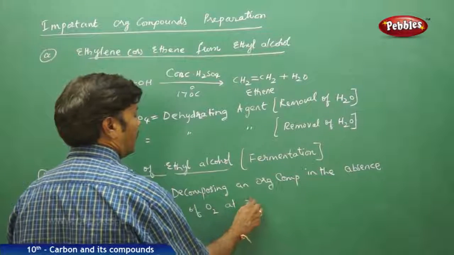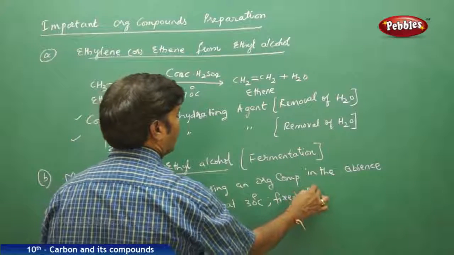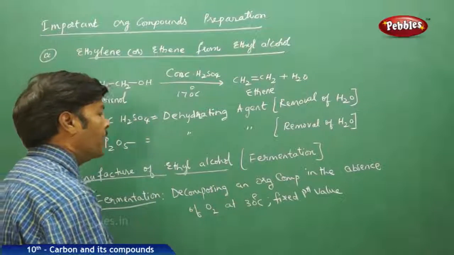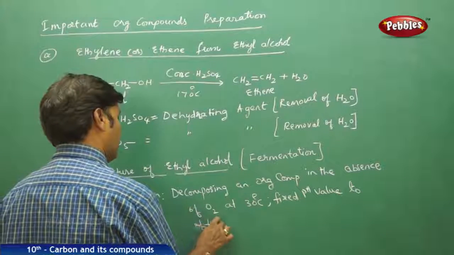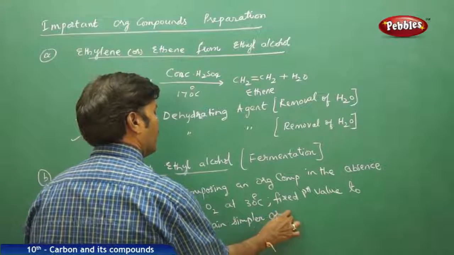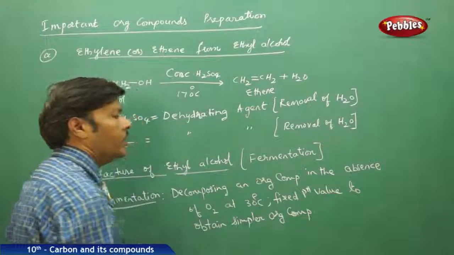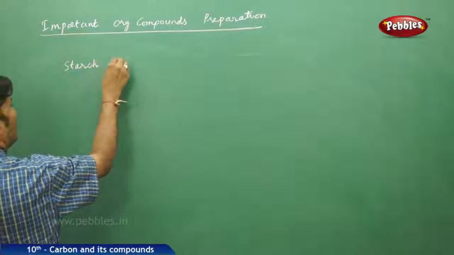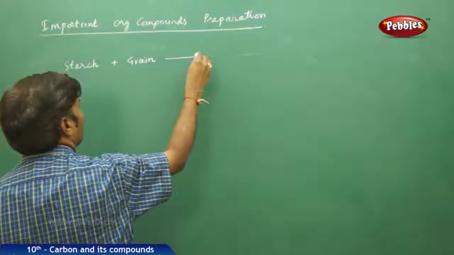at 30 degrees centigrade temperature with a fixed pH value, to obtain a simpler organic compound, is simply called fermentation. So if you go for starch plus grain gives glucose.